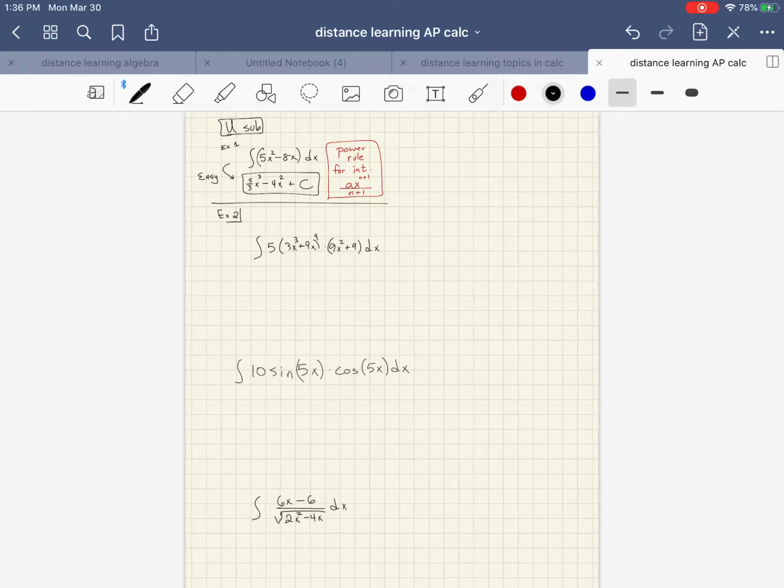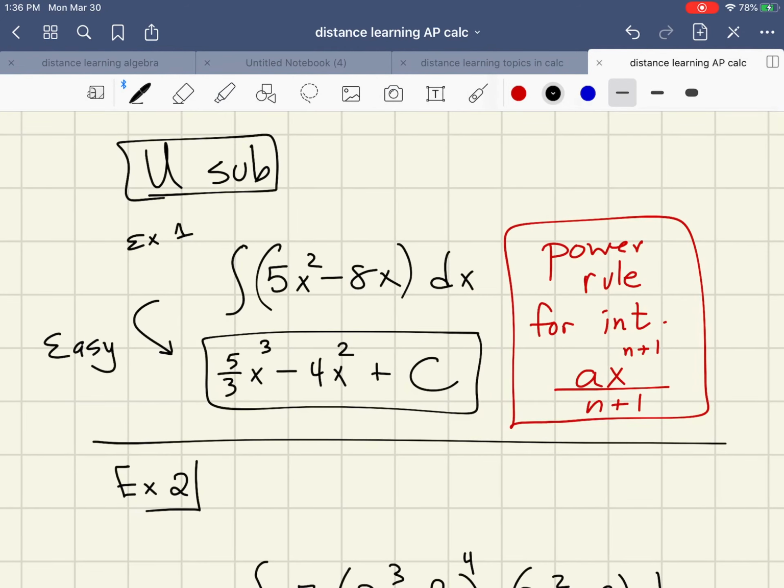This is a video on U substitution. So I got a few examples prepared, as you can see. Just a quick reminder of our power rule for integration.